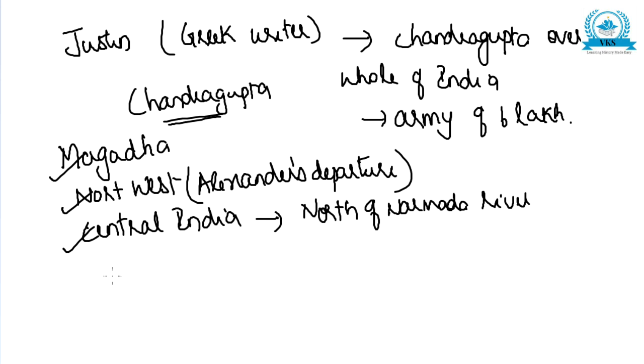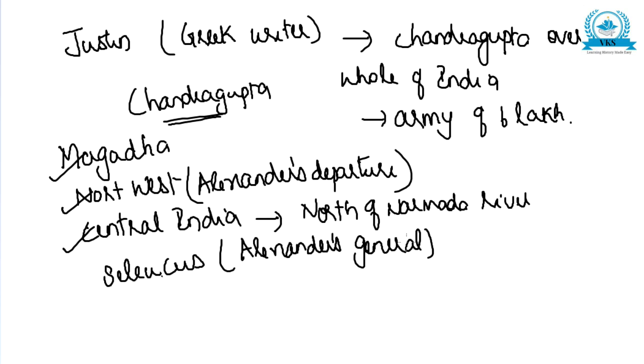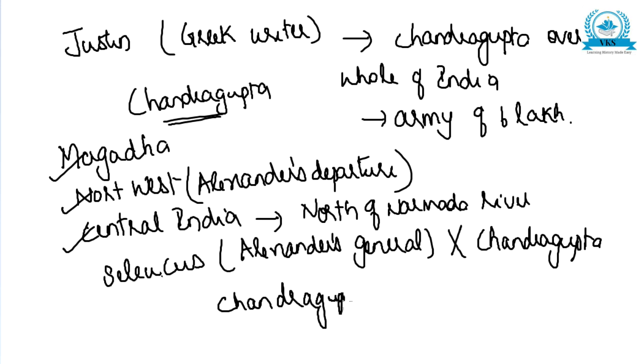And he got into a campaign against Seleucus. Seleucus was a Greek general, Alexander's general actually. Chandragupta got into a campaign against him, and finally Chandragupta won the fight. Seleucus was defeated, and this victory happened in 303 BC.